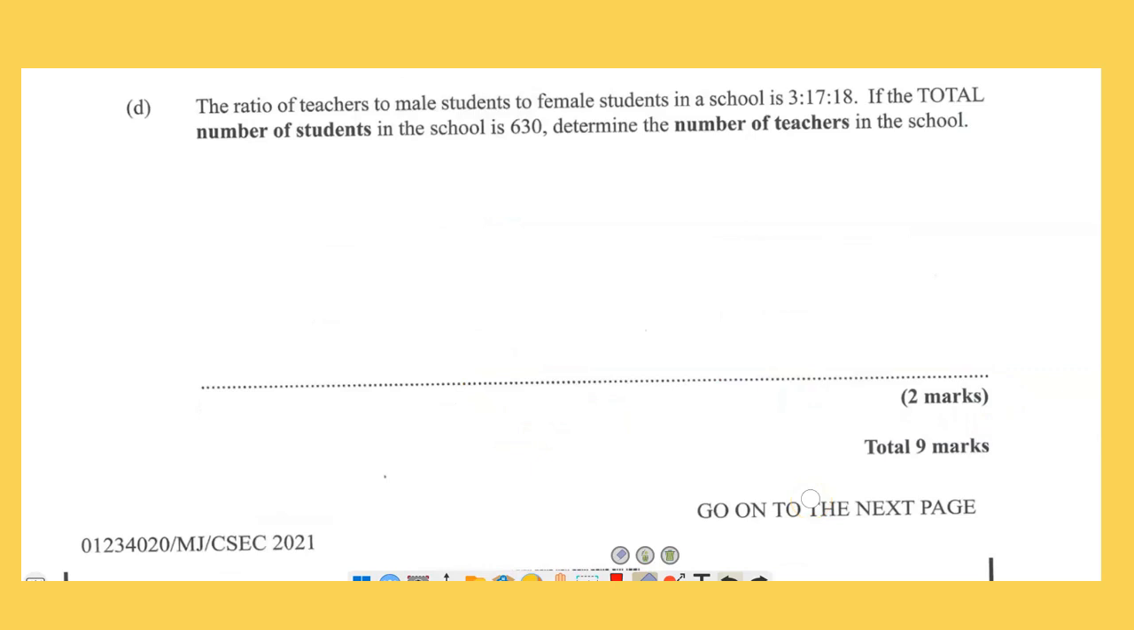So in part D, the ratio of teachers to male students to female students in a school is 3 to 17 to 18. It says that if the total number of students in the school is 630, determine the number of teachers in the school. So we have some information here that we need to look at. The ratio of teachers to male to female is 3 to 17 to 18. In total, the total number of parts would be 38.